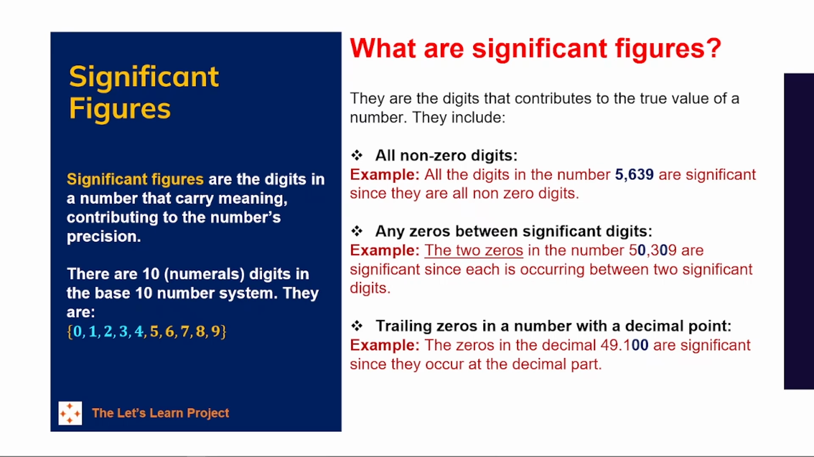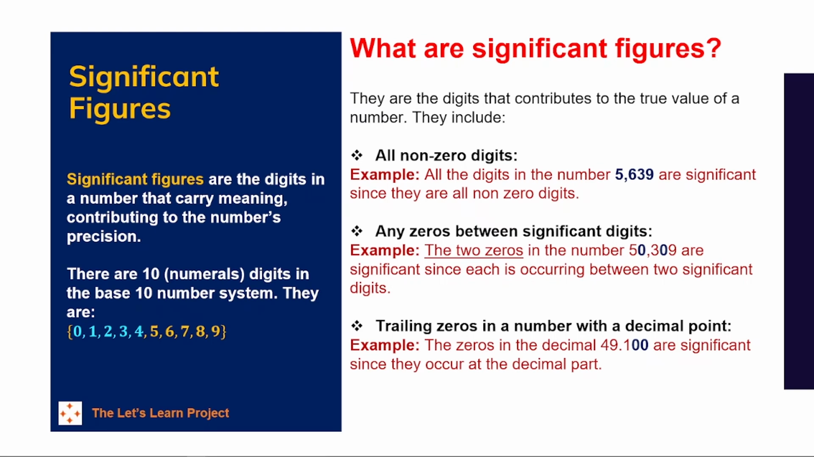Also, any zeros between significant digits are significant. So when we look at the number 50,309, you can see that the zeros are positioned in between two significant figures or two non-zero numbers. So these zeros, even though at their position they have no value, they are still significant because they contribute to the meaning of the number.